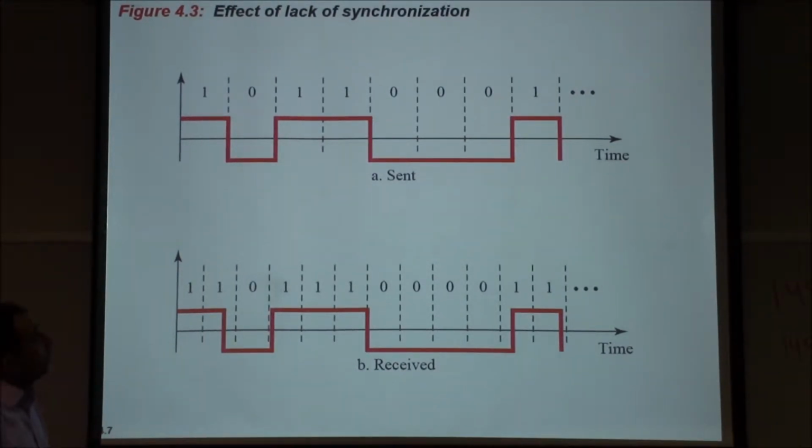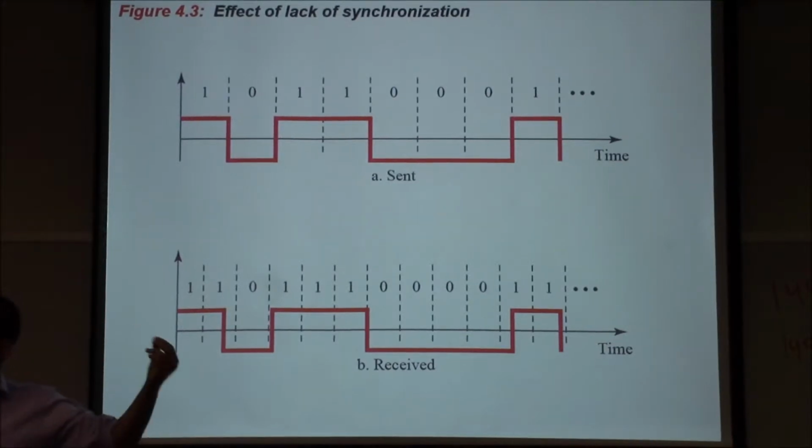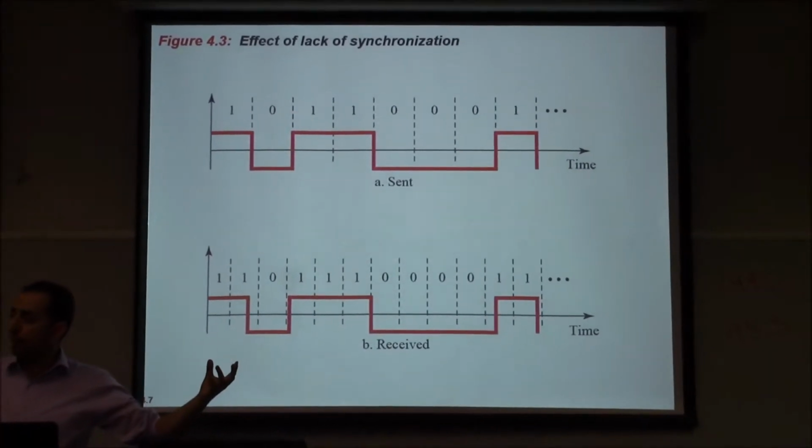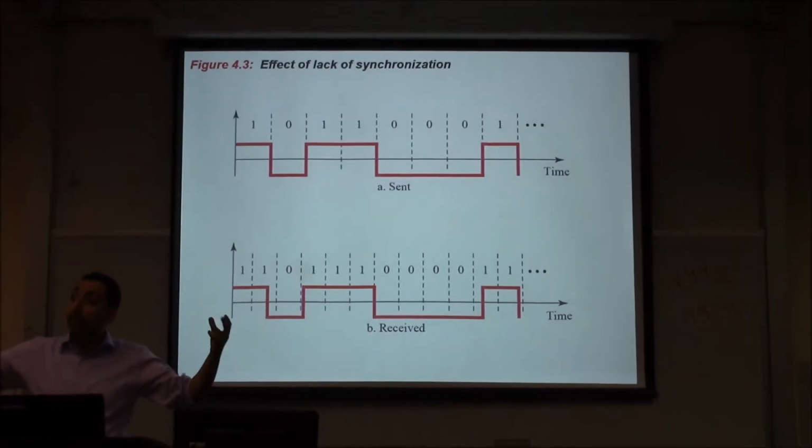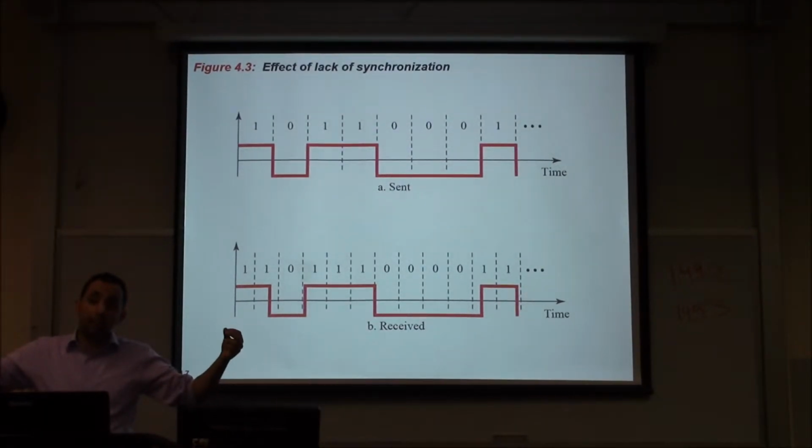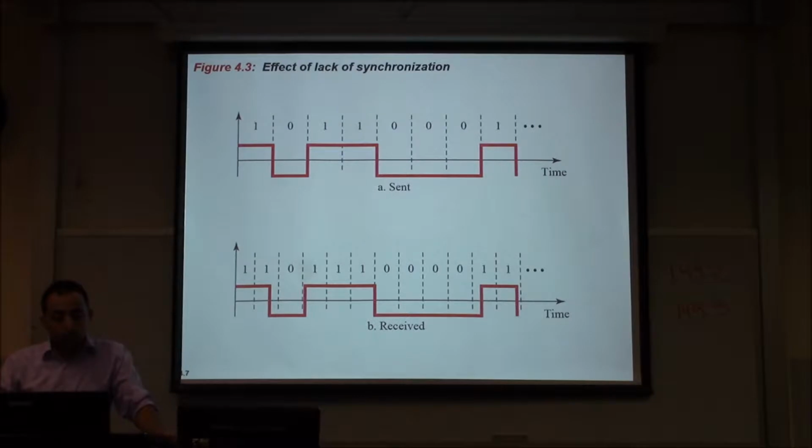One other thing we need to focus on while we go through this chapter is synchronization. When sending digital data through a link, we need what we call synchronization. Synchronization means the timer of the sender and the timer of the receiver need to be synchronized in order to receive the data accurately. So in this figure, we are sending 10110001. This is the data we are sending at the sender side.